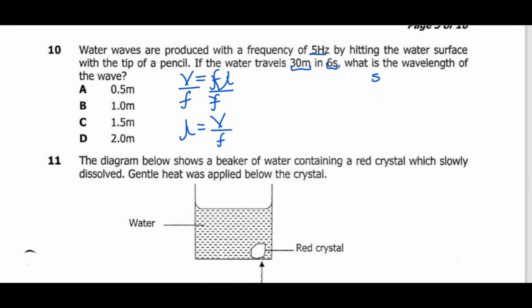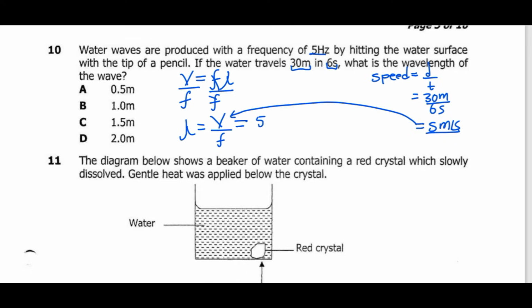So we'll say speed is equal to distance over time. So the distance is 30 meters, time is 6 seconds. So if we divide, this will give us 5 meters per second. So where there is v now, we can put our speed, which is 5 meters per second, over the frequency, which is 5. So 5 divided by 5 is 1 meter as our answer, which is just B here.